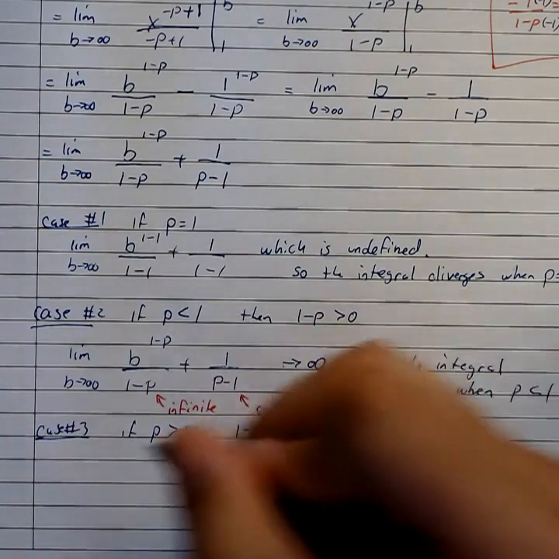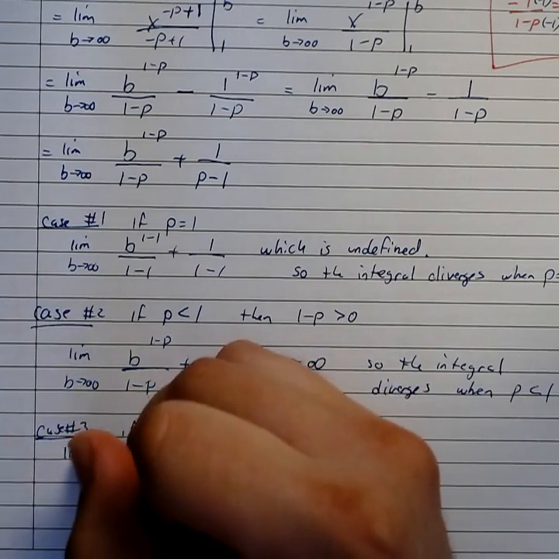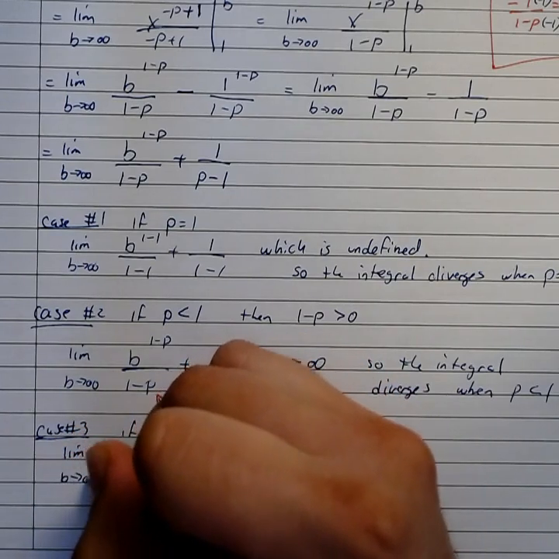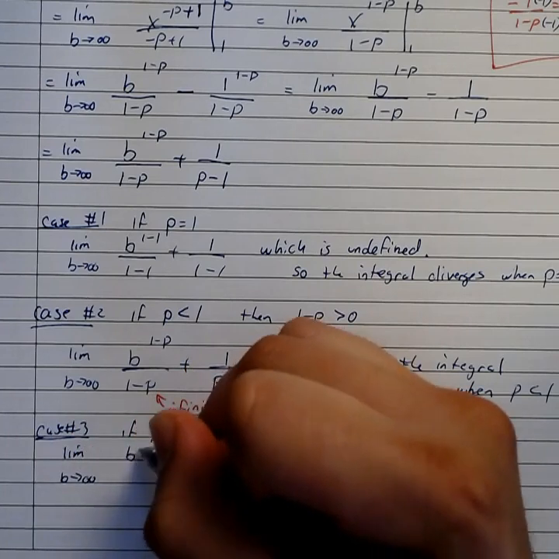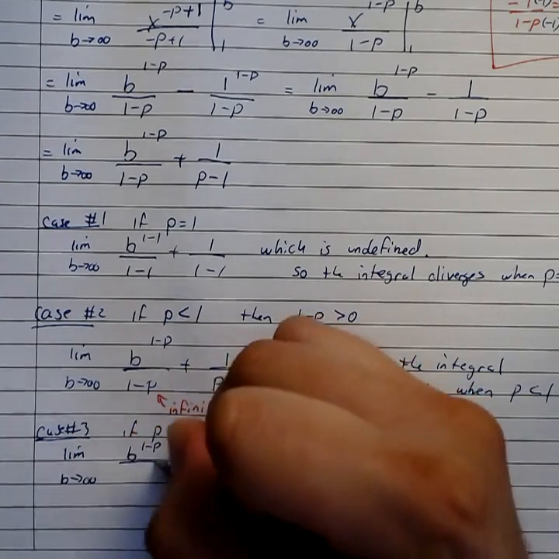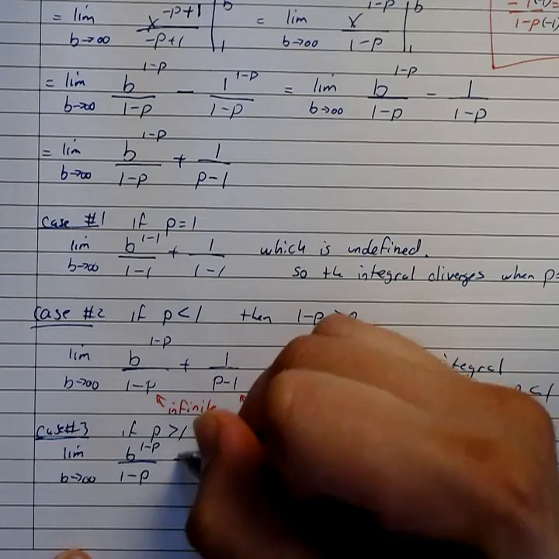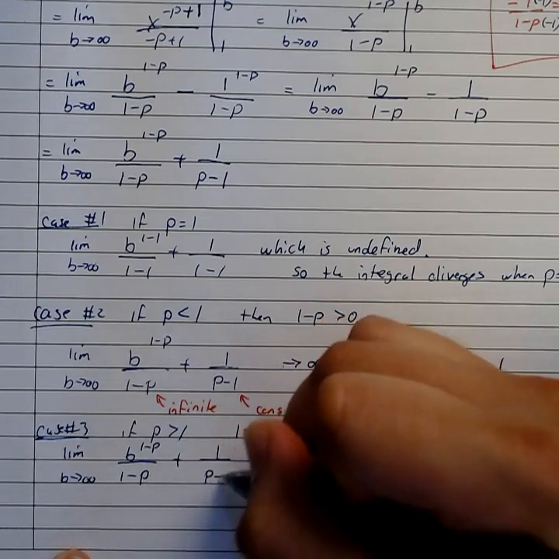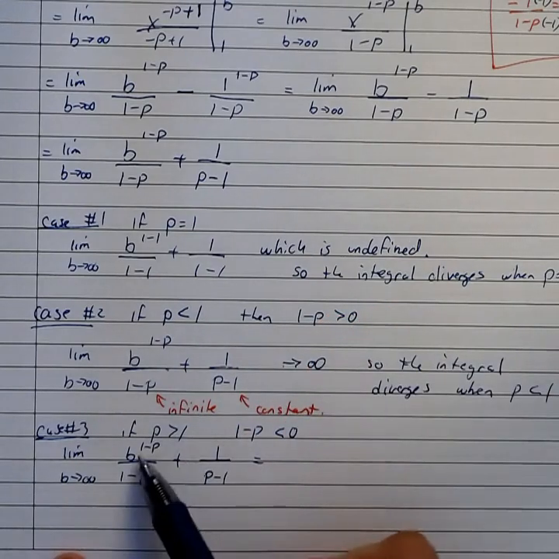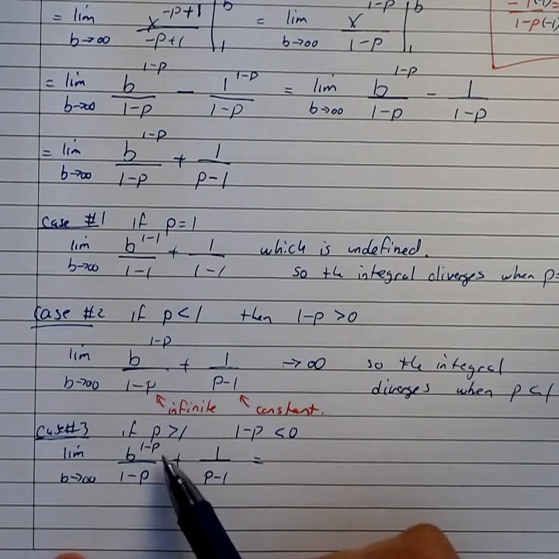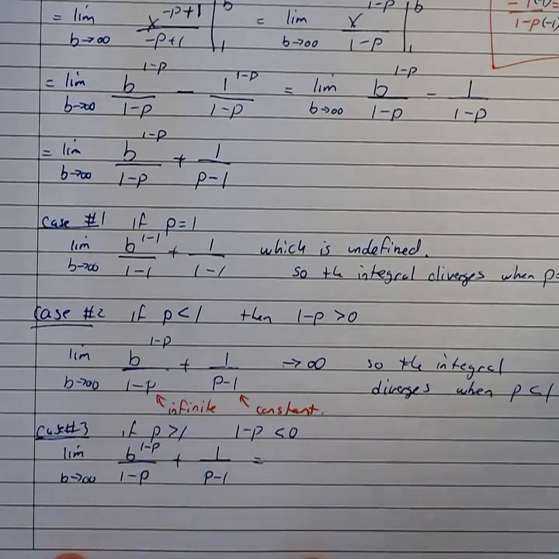So here we can write this as the limit as b approaches infinity of b to the 1 minus p over 1 minus p, plus 1 over p minus 1. Since this is negative, we could bring it down into the denominator by making it a positive. In other words, by changing its sign.